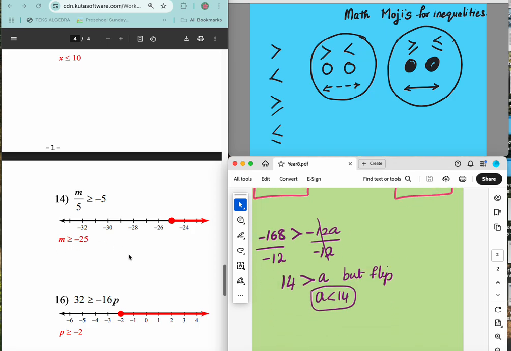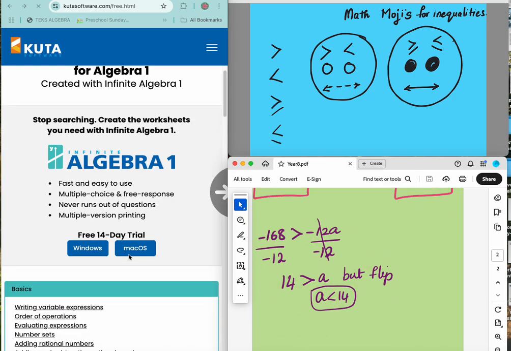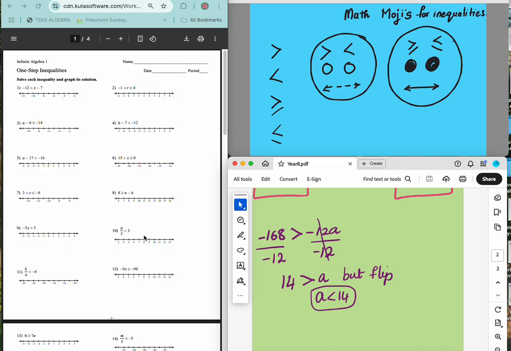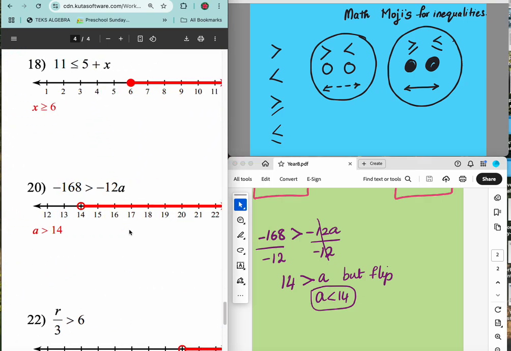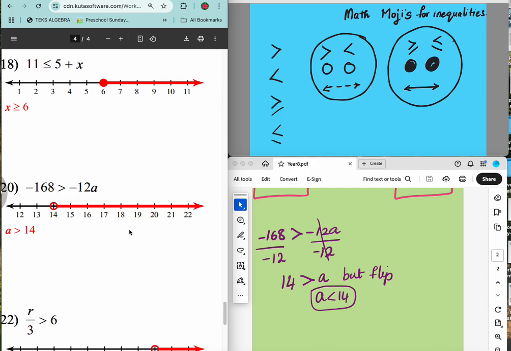And then the next example is right here. The same thing. Whenever you're dividing with a negative number, flip the sign. So divide by negative 12, this would have become 14, but to satisfy the original inequality, you have to flip the symbol. It means a is less than 14. Based on the symbol, it's going to be an empty circle.